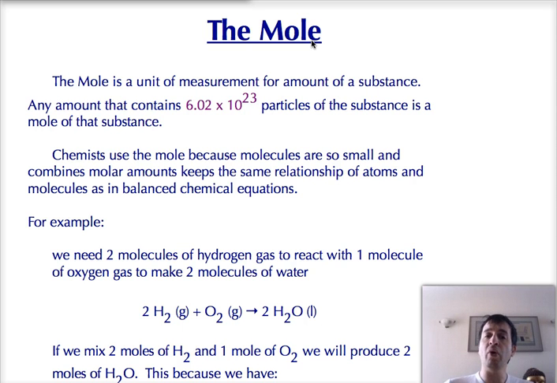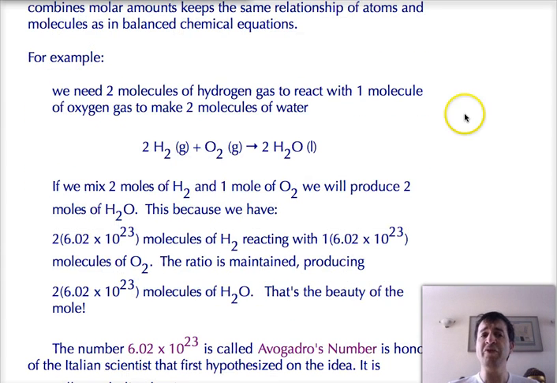And in addition, the mole keeps the relationship of the atoms and molecules that you're going to put in a chemical equation. For example, if you're looking at making water, you need 2 molecules of hydrogen to react with 1 molecule of oxygen in order to make 2 molecules of water, as we have in the chemical equation right here. Now, if we were doing that with atoms and molecules, it'd be a tiny amount. Can it be done? Yes, it can be done. But it wouldn't really produce any significant amount of water.